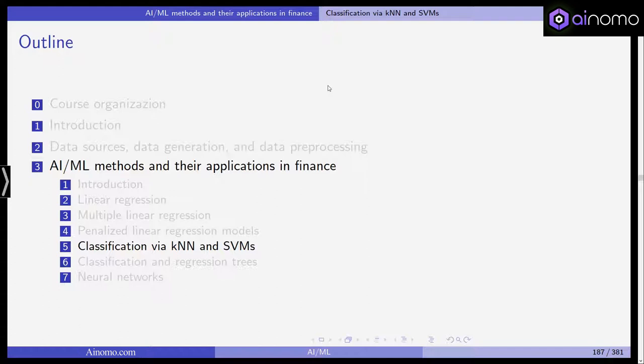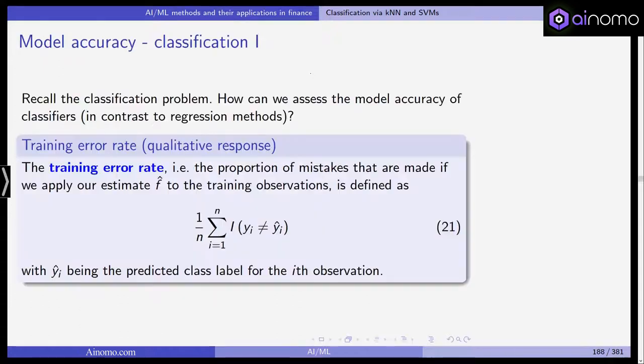Welcome to this video on artificial intelligence and machine learning in finance. In this video we'll have a look at the k-nearest neighbors and the Bayes classifier in order to classify observations based on training data and to predict into which class, for example, new test observations will fall. We'll later on look at support vector machines, but in this video we'll start out with the k-nearest neighbor classifier.